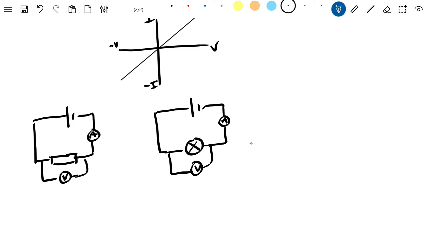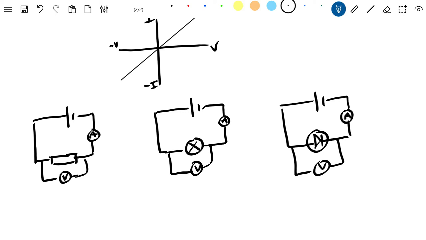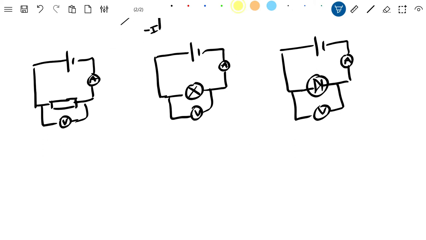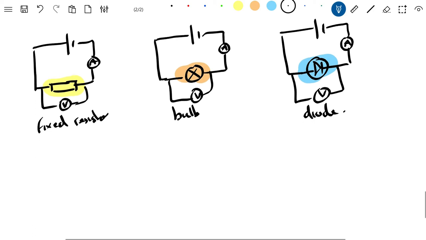And then thirdly, we're going to do exactly the same experiment again, but with this device, which is a diode. So there's the 3 test circuits with the 3 things in. We've got a fixed resistor, a bulb, sometimes called a filament lamp, and a diode. Okay, so fixed resistor, bulb, diode.